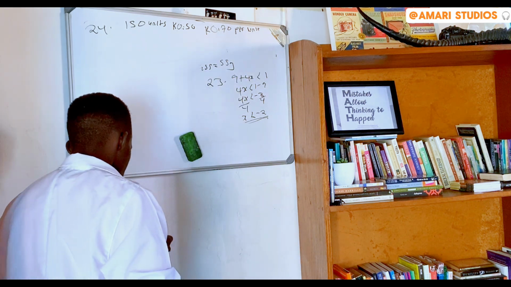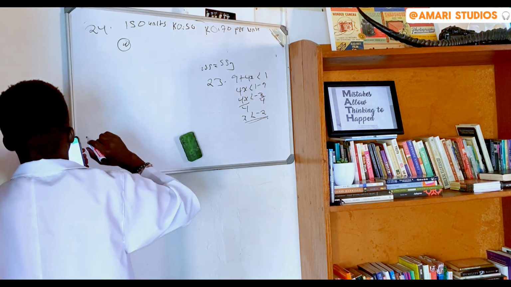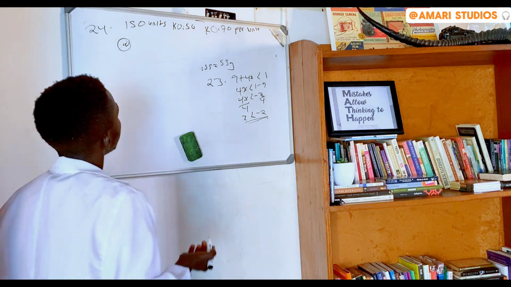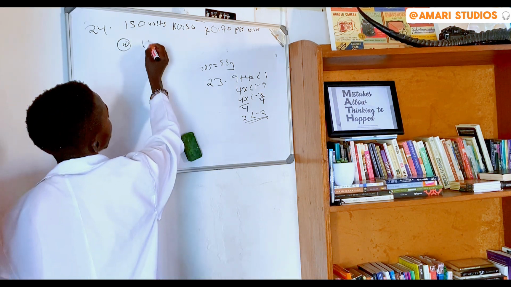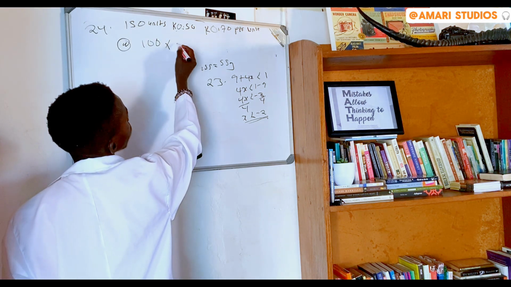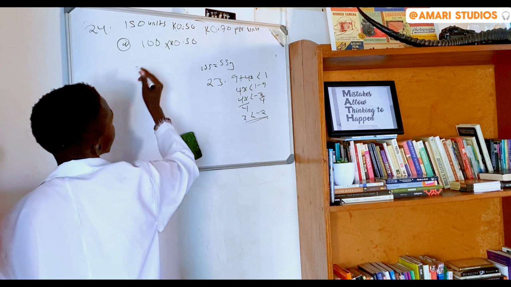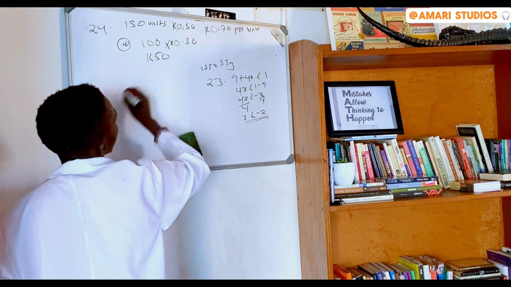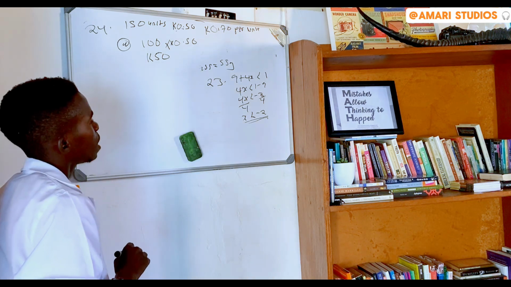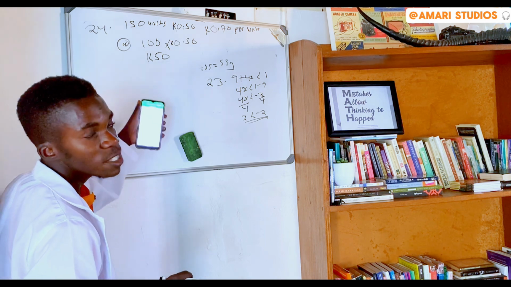So now if we continue, question A is saying how much did he pay for the first 100 units? This one will be simple. You just say 100 units multiplied by the amount of money per unit, which is 0.50. If you multiply this, you're going to get 50 kwacha. That is the answer, meaning that for the first 100 units, this man paid 50 kwacha.